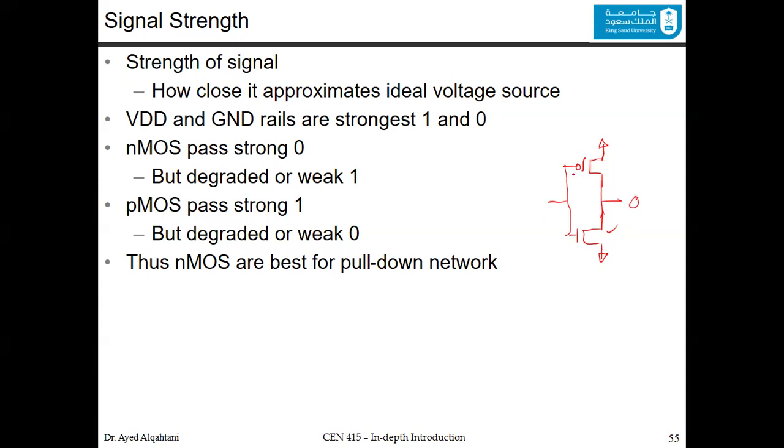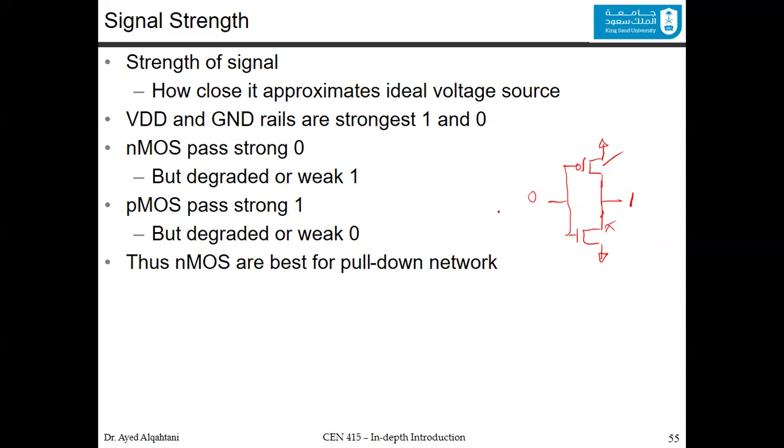Now for the PMOS in the pull-up network, if we have a 1 in the output, this means that this is on and this is off. And remember, this is the inverter, so the input must be 0. But here's the 1, this one is connected to the VDD. And this is very nice for us, because we know that the PMOS passes a strong 1.